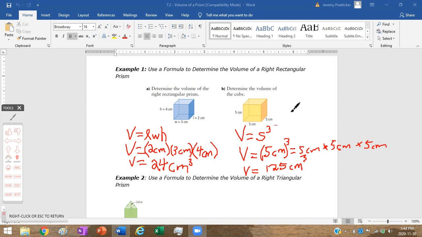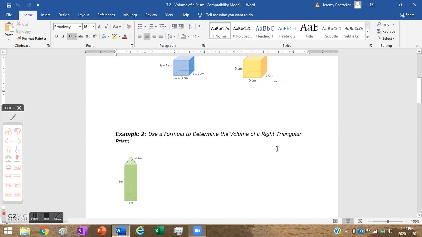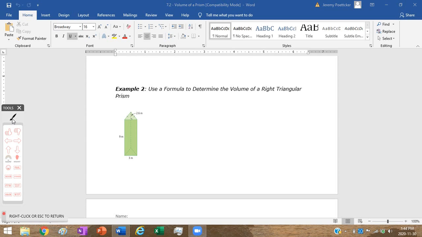Let's move on. You need to know these formulas. Say that again. You need to know these formulas and be able to use them. Moving on. You need to know what everything in the formula means. Formula to determine the volume of a right triangular prism. Alright, so volume is equal to 1/2.